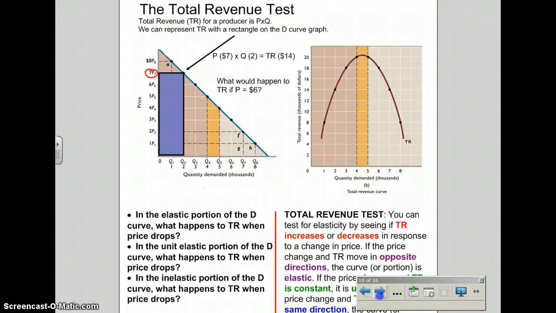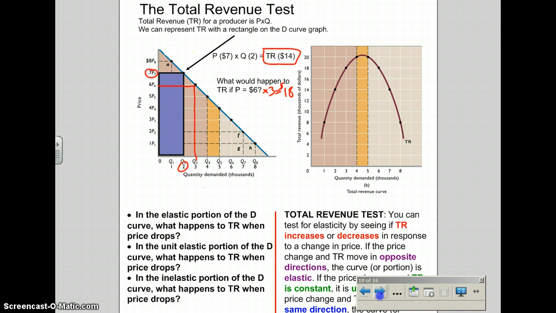the total revenue at a price of 7 is the price of 7 times the number of units sold. So a price of 7 times a quantity of 2 gives us a total revenue of $14. The rectangle in blue represents the $14. What would happen to total revenue if the price dropped to $6? At a price of $6, people would be willing to buy 3, so $6 times 3 gives us a total revenue of $18.